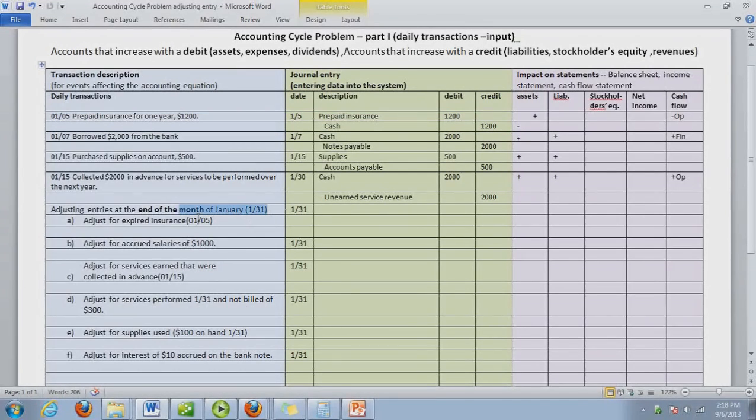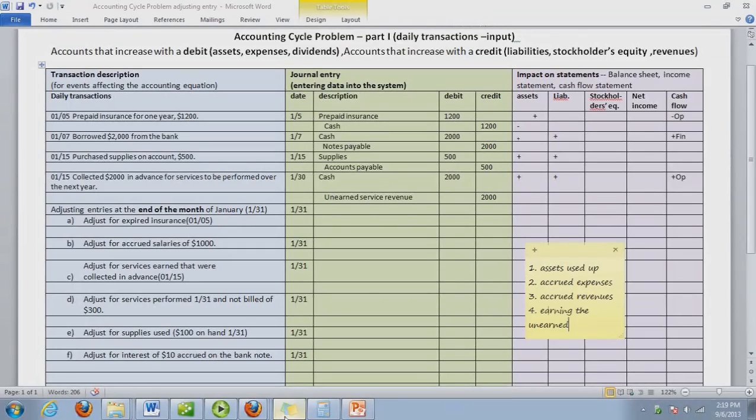Notice that we are doing adjusting entries once a month. So we've made entries for the month of January, the daily entries, and now we're going to adjust at the end of January so that we can do a January income statement and an end of January balance sheet. If we assume that the insurance policy actually started January 1st and we just paid for it on January 5th, then we're looking at a full month.